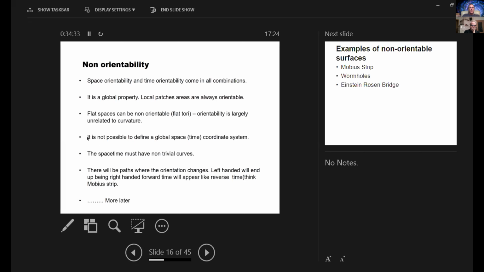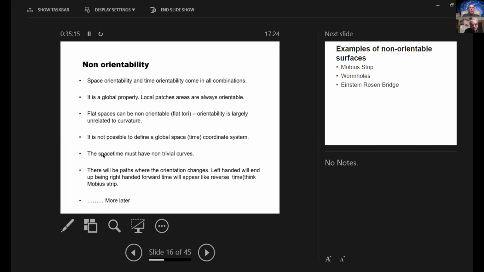And what it means is, so how do you know it's non-oriented? Well, it's not possible to define a global space-time coordinate system consistently. So your X, your Y, your Z, and your T directions, you can't put those 4 unit vectors and smoothly apply them over the entire space. Somewhere you will get a contradiction. And for it even to be possible, the space-time must have non-trivial curves, something like those wormholes, some curve that can't be contracted.